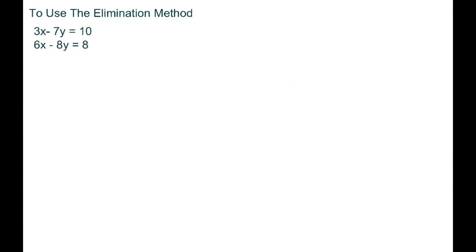Alright! To use the elimination method to solve linear problems algebraically. Step 1: multiply one or both of the equations by a constant to obtain coefficients that differ only in sign for one of the variables. For the example here, we have 3x minus 7y equals 10, and 6x minus 8y equals 8.